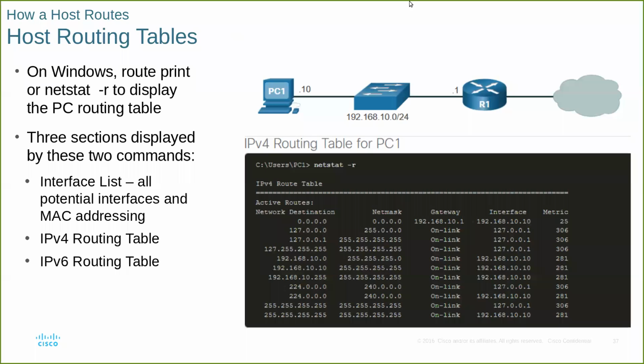So every host device has a routing table. This is an example from a Windows PC. In your Windows PC, if you type netstat -r, that is going to give you the active routes, all the connections that your computer has established.